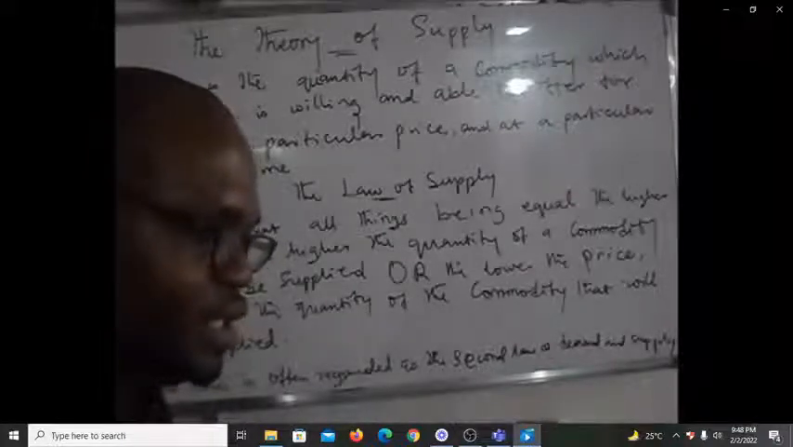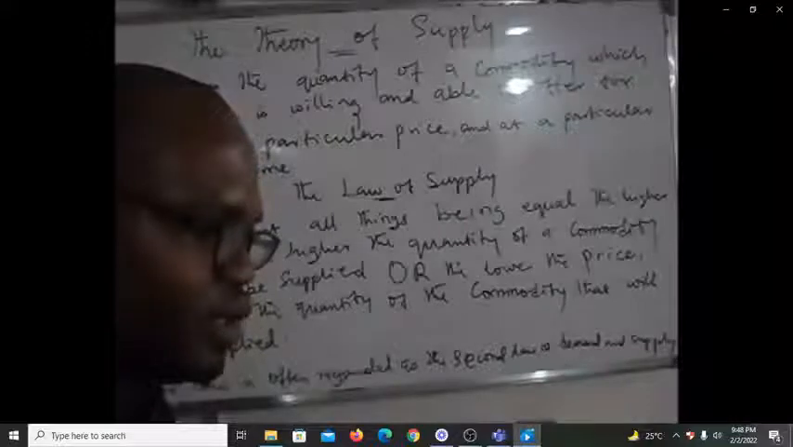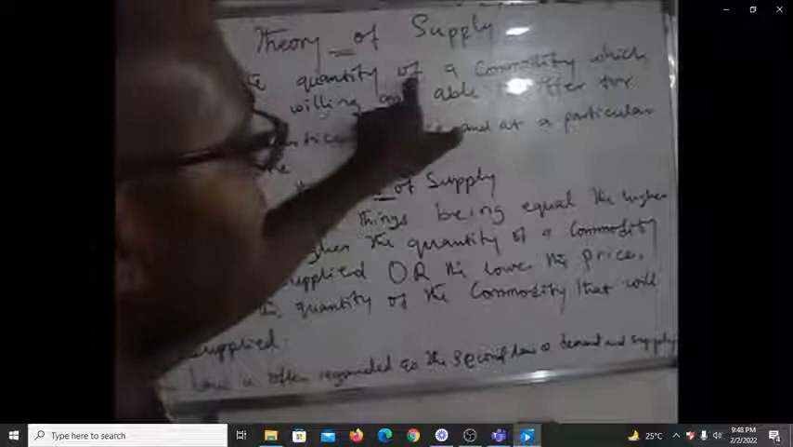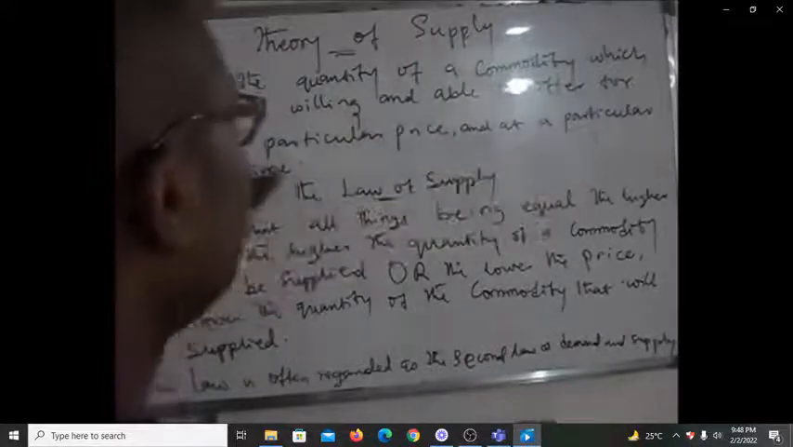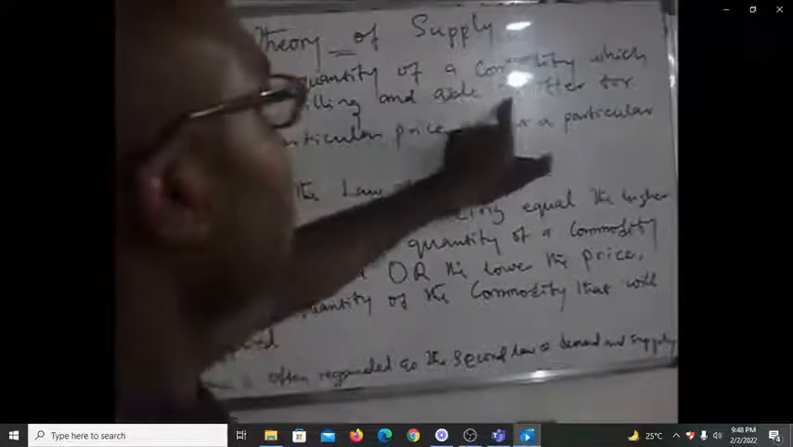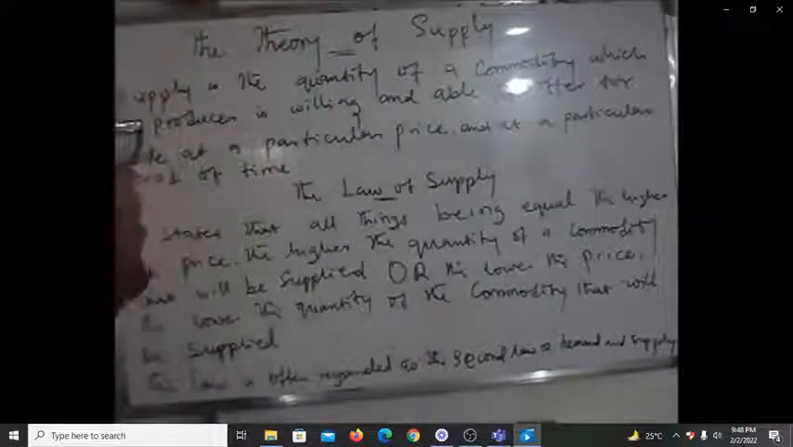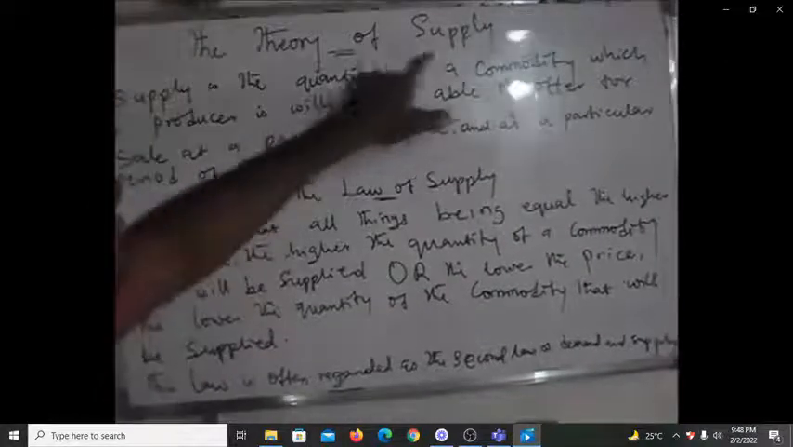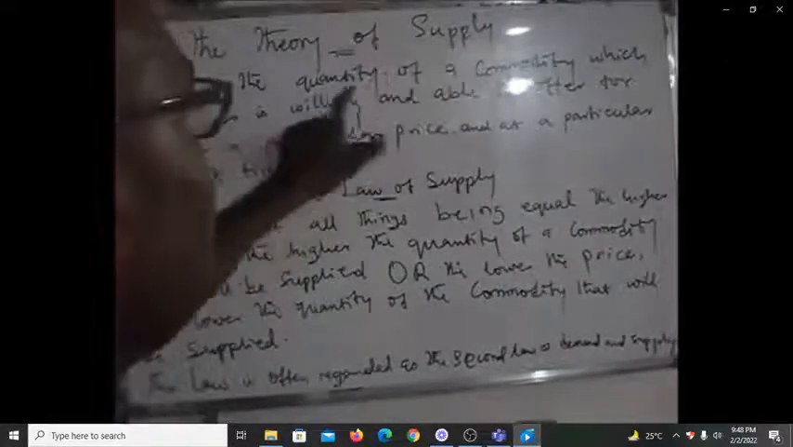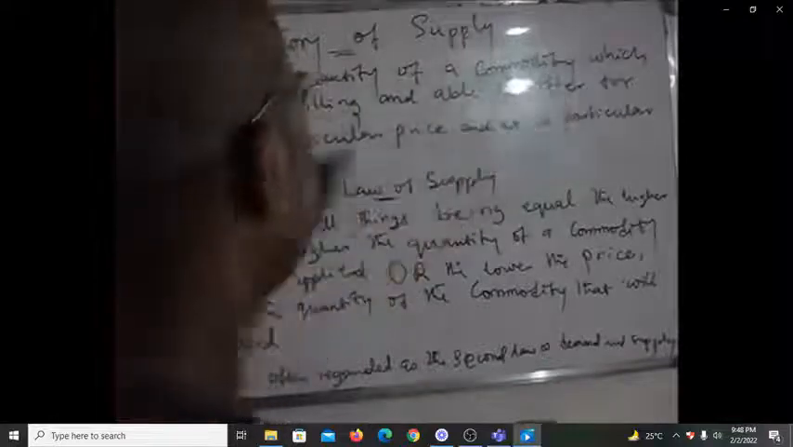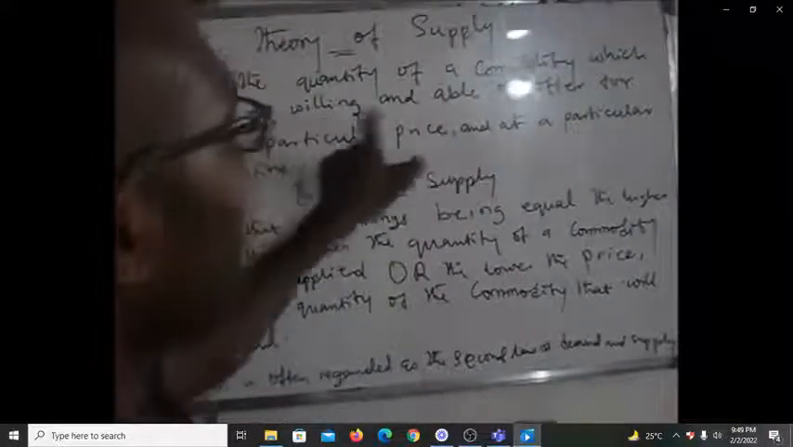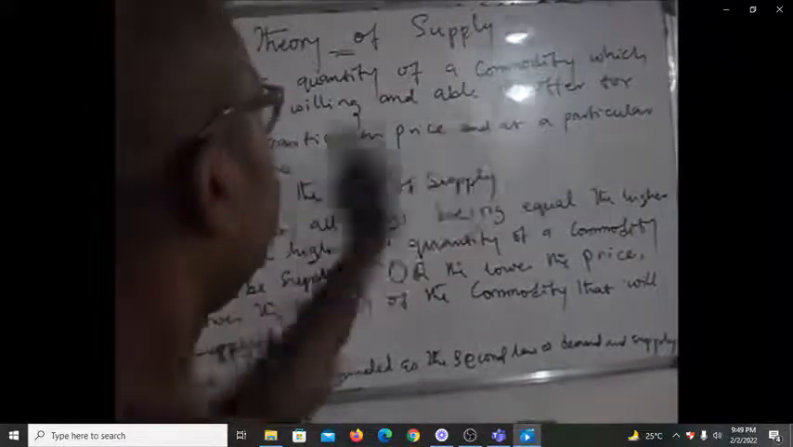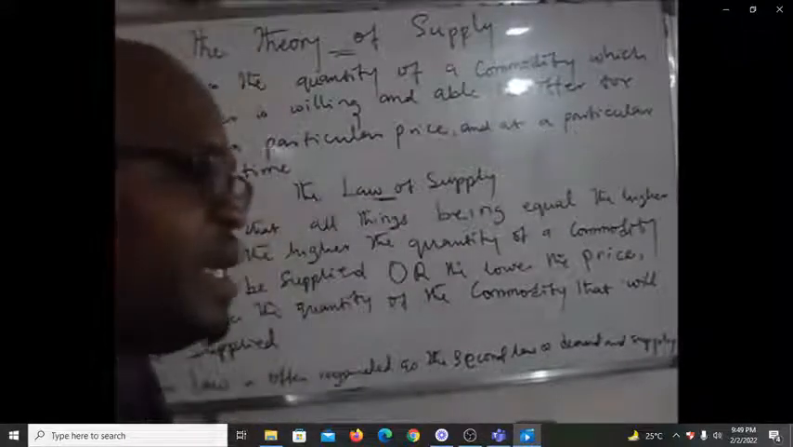Exactly. Demand is the one that you're willing and able to buy, to have for yourself. Whereas supply is the quantity of the commodity which a producer is willing and able to offer for sale at a particular price and at a particular period of time. That is supply. Supply is the quantity of a commodity which a producer is willing and able to offer for sale at a particular price and at a particular period of time.